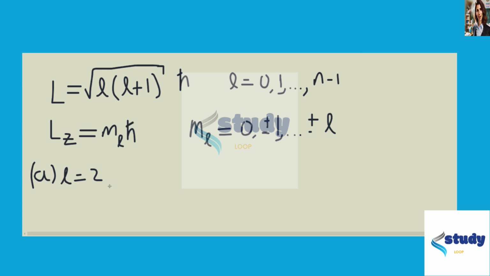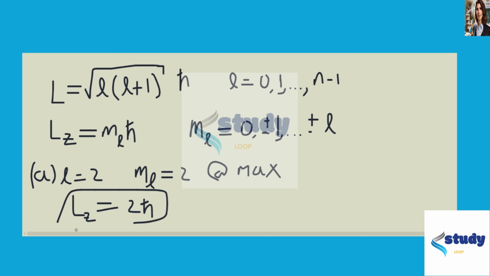So if we plug in l is equal to 2 into our equation, that means that the maximum value of m sub l is equal to 2. You can say at max, or at most. Okay, so then if that's true, L sub z is equal to 2 times h bar. And that's the answer for question A. Okay, B.